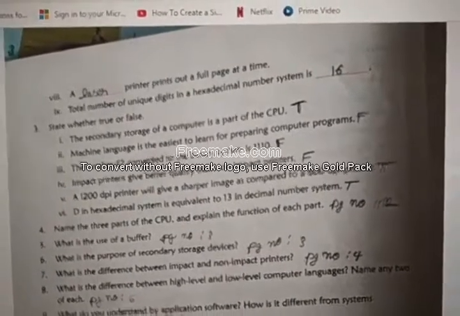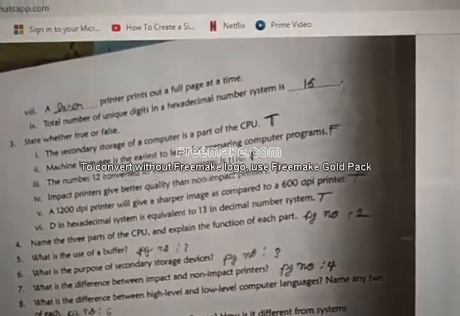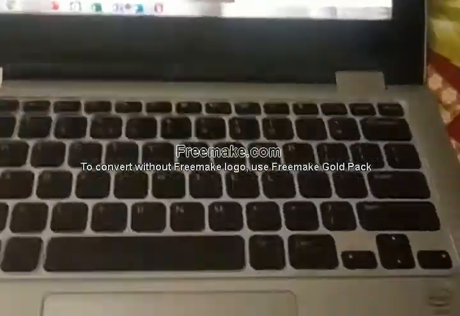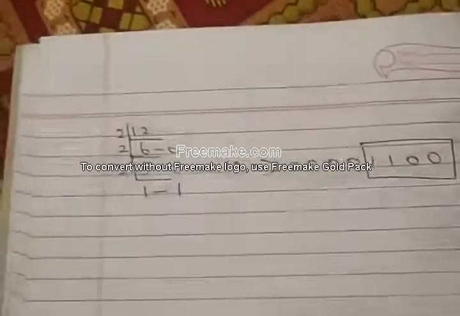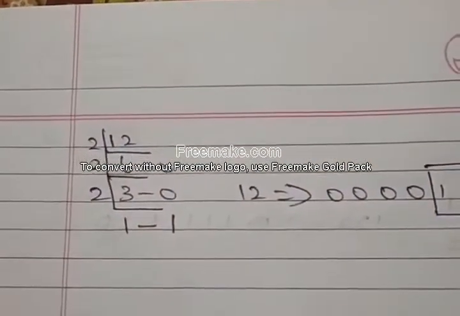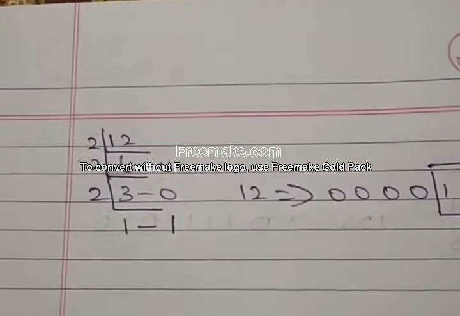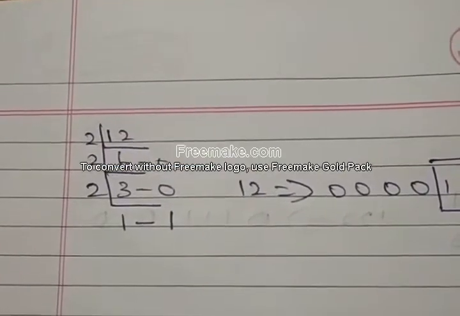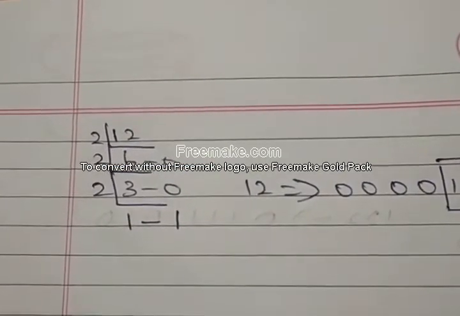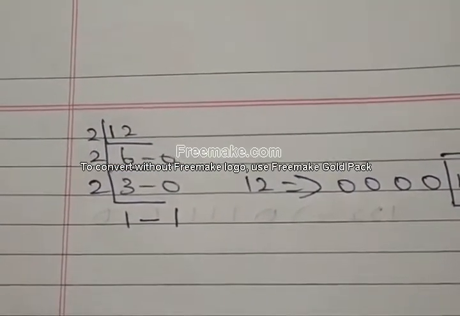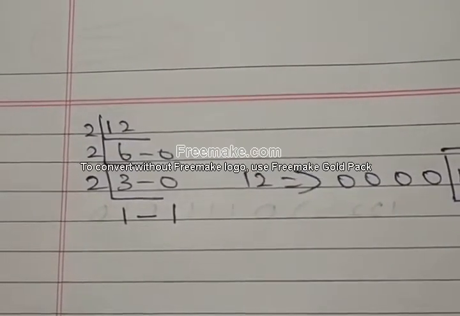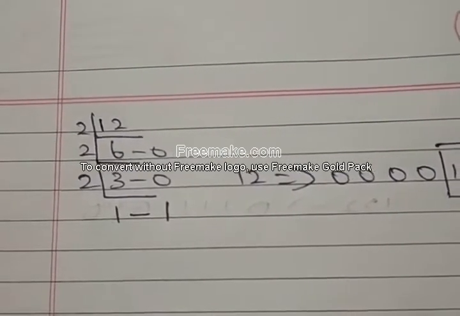The number 12 converted to a binary number is 1110. No, it is actually 1100. See, 12 divided by 2 is 6. Any balance? No, 0. Then 6 divided by 2, how many times? 3 times it will go. Is there any balance? No. 3 divided by 2, 1 time it will go. So what will be the balance? 1 will be the balance.